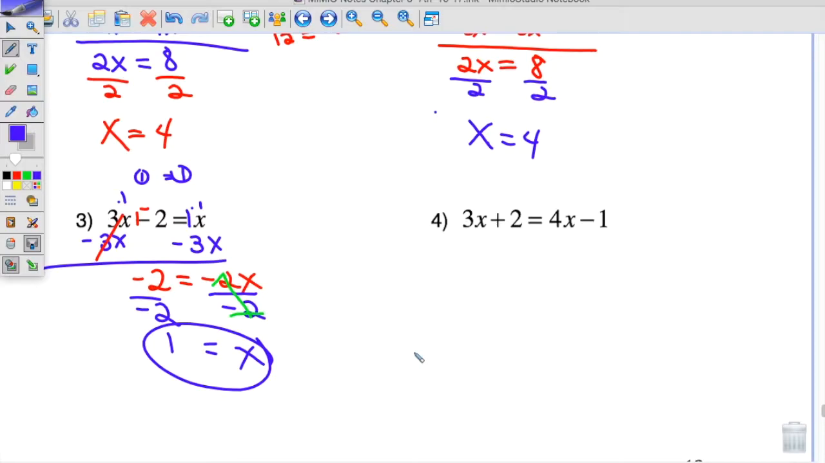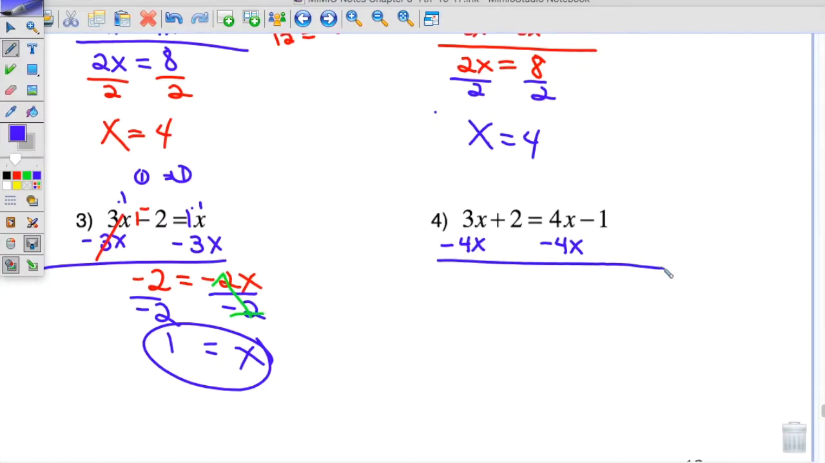Number 4 is 3x plus 2 is equal to 4x minus 1. We have variables on both sides. We have an equal amount of terms on both sides, so we can get rid of either the 3x or the 4x. I like to always get rid of the variables on the right-hand side, so my answers look like 1 and 2, where it says x equals. If I get rid of the 3x, my answer would look like number 3, where it says 1 equals x. So I'm going to subtract 4x from both sides.